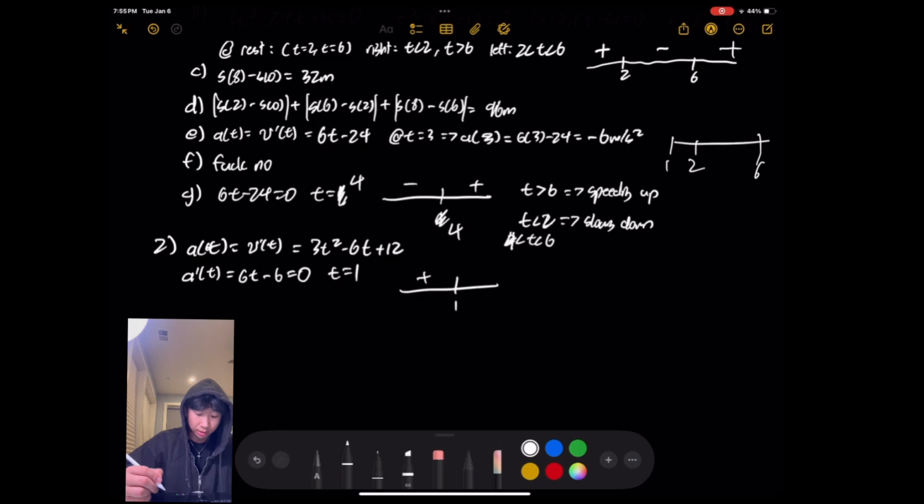And then at 2, let's just say 2, for example, greater than 1, it's also going to be positive. You know what this means? This means that this is not a maximum or a minimum at point 1. It is not. So where is the maximum and the minimum?